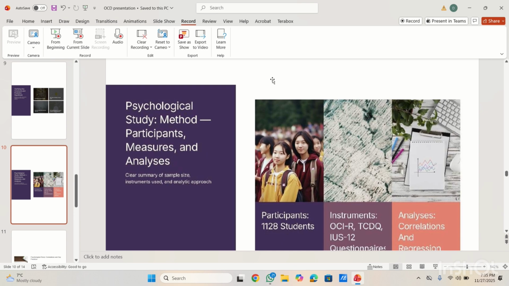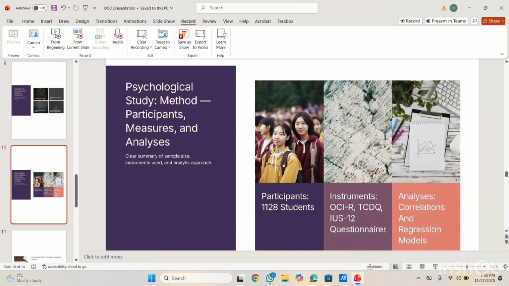And this is the research design for article 2. This study used a large sample of 128 university students, and the participants completed three questionnaires: the OCI-R for OCD symptoms, the TCDQ for harm avoidance and incompleteness, and the IUS-12 for intolerance of uncertainty. The researchers ran correlation and regression analyses to see which traits predicted OCD symptoms.